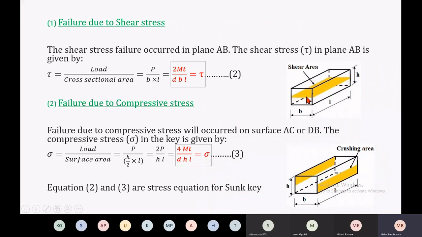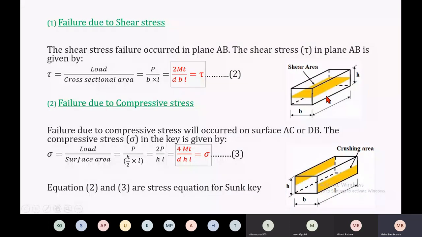First, these are the shear planes which will experience the shear stress, and due to that shear stress this key might fail. So this is one responsible phenomenon. The second responsible phenomenon is the crushing phenomenon: this bottom and opposite side top surfaces experience the crushing force or crushing stress, and due to that also this entire key can fail. So now, based on these two phenomena, let's try to find out the mathematical correlation.